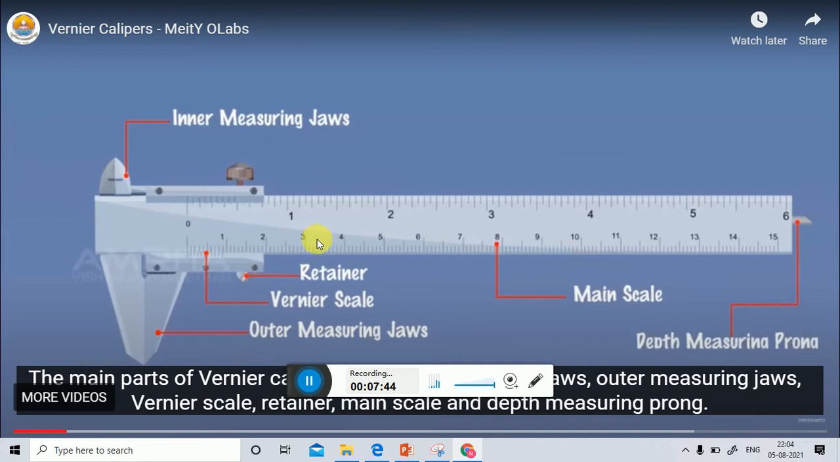By including this Vernier scale, the least count becomes 0.01 centimeters. So the minimum reading that a Vernier calipers can measure is 0.01 centimeters. The normal scale can measure only 0.1 centimeters. To get that accuracy, we can use this Vernier calipers.